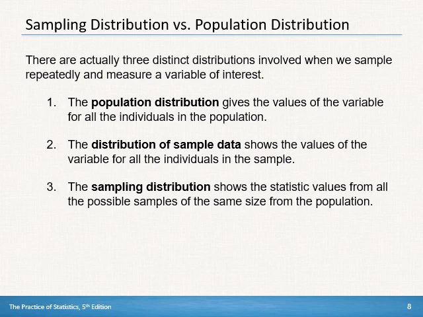The sampling distribution and the distribution of the sample are totally different things. So you cannot confuse those terms. You will lose major points if you say something like distribution of sample when you mean to say the sampling distribution. Totally different things. Make sure you understand the difference.